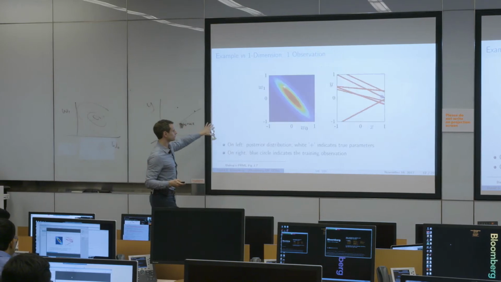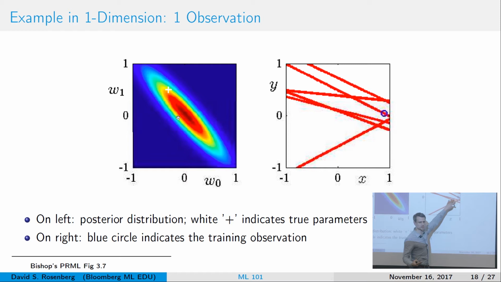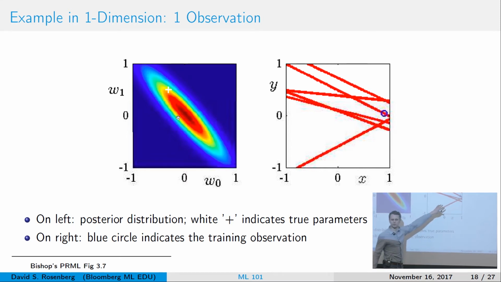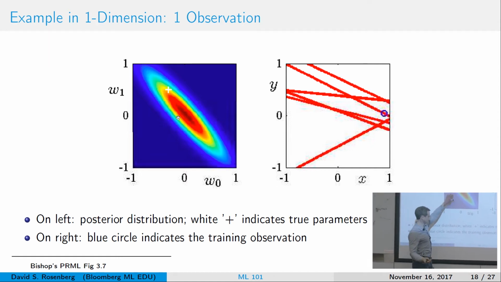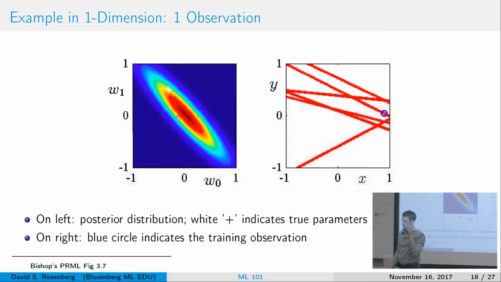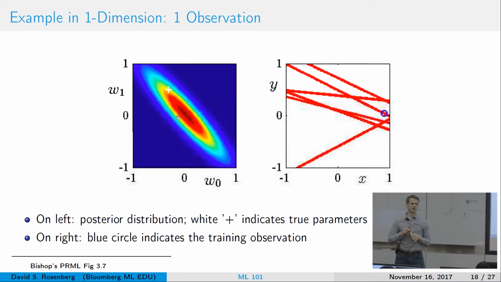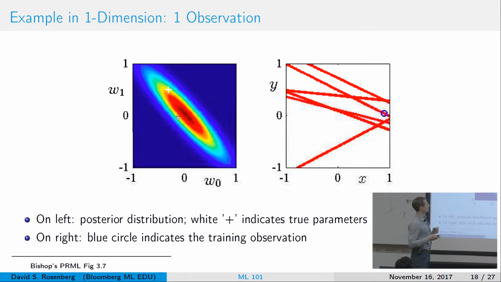So now we observe one point. It shows up in this space because this is the observation space, input and output. Having observed one point, we can update our posterior distribution using the formulas that we wrote down but didn't simplify. And that looks like this. This plus here, we've just overlaid the actual correct parameter values. All right. Is this clear what's happening here?